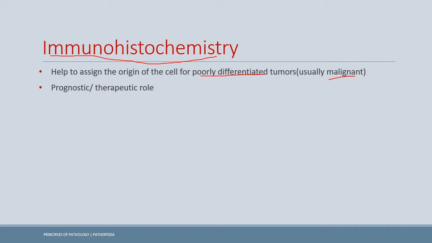Moreover, sometimes the tissue may metastasize also. So if the tumor is already poorly differentiated, how would we be able to tell from where it has arisen? The immunohistochemistry method is very helpful in finding the tissue of origin for poorly differentiated tumors. As I said, it is used for the therapeutic role and also for prognostic features. We would discuss the examples in a moment.